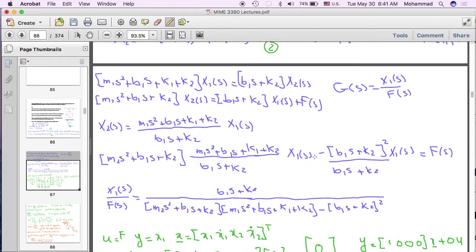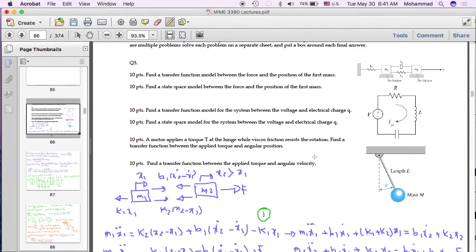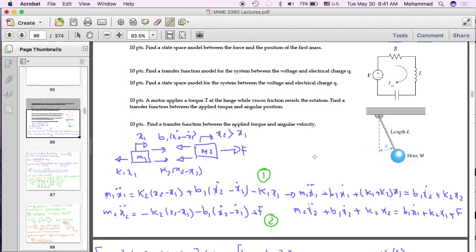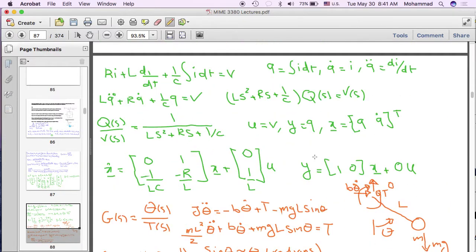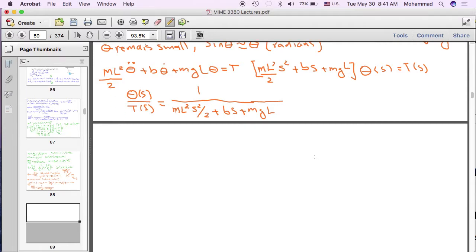And what was the last equation for the quiz? The last question, rather, is a transfer function this time between applied torque and not angular position but angular velocity. So it's asking for a new transfer function not between T and theta but between T and omega, which is the angular velocity. Okay, so the approach there is to recognize that omega in time domain is equal to theta dot, which is the derivative of angular position theta.